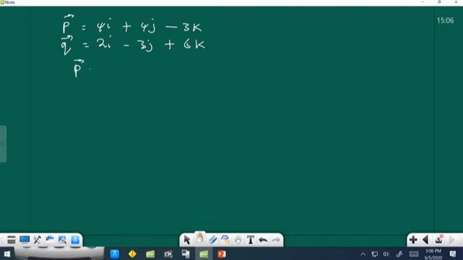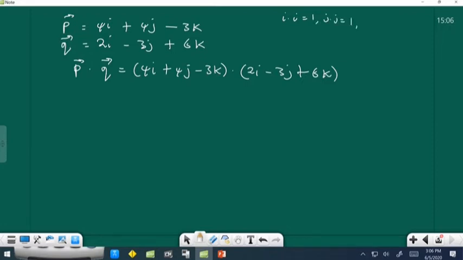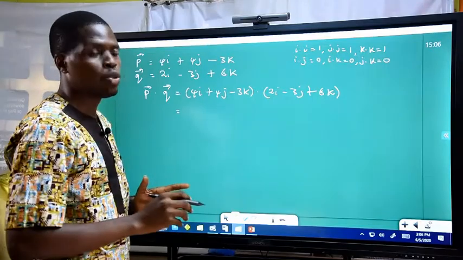Vector P dot vector Q is equal to (4i + 4j - 3k) dot, that is the dot product, (2i - 3j + 6k). So when we do the multiplication, remember the rules: i dot i is equal to 1, j dot j is equal to 1, and k dot k is equal to 1. But i dot j is equal to 0, i dot k is equal to 0, and j dot k is equal to 0.